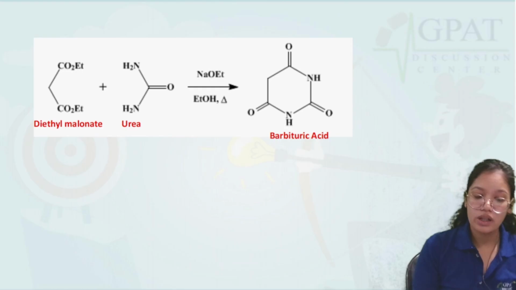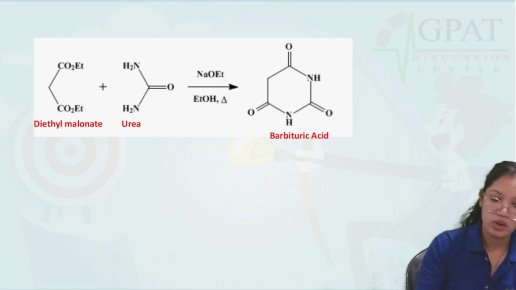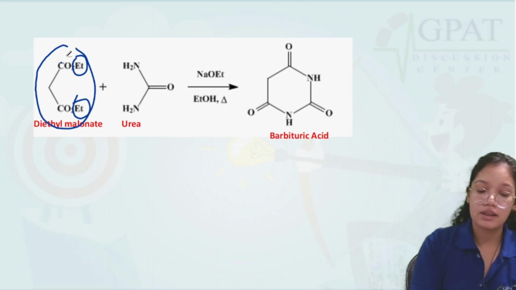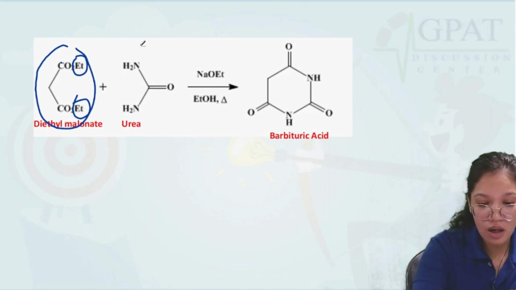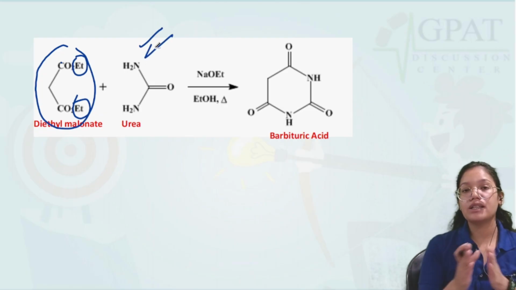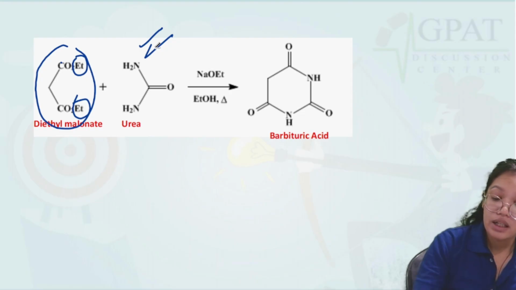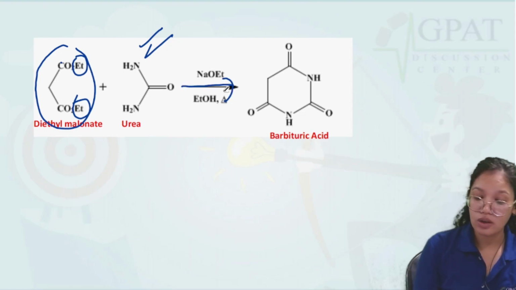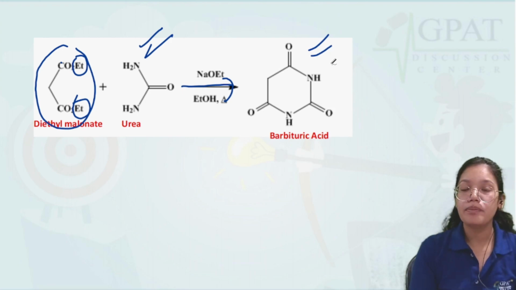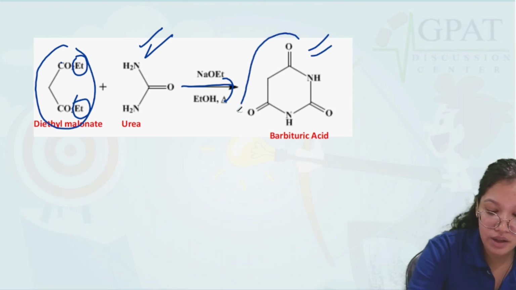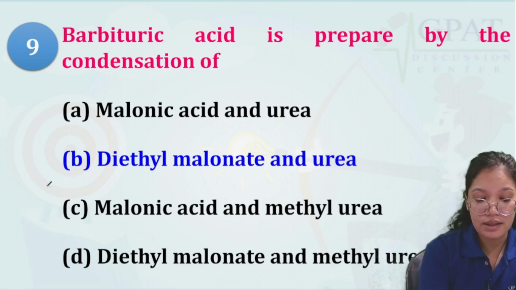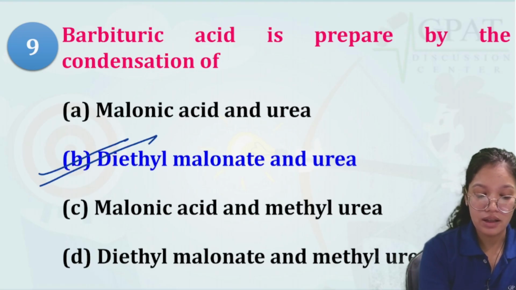So let me show you the reaction. This is diethyl malonate; we have two ethyl groups, and this is the malonate. Along with urea, when it is condensed or combined in the presence of ethyl hydroxide, it will give barbituric acid. This is the nucleus of barbituric acid. So B is the answer, that is diethyl malonate and urea.